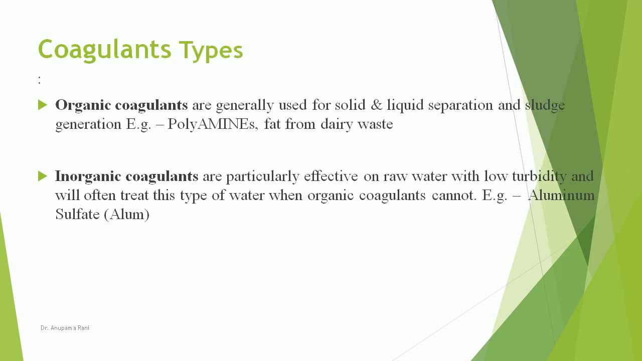There are two types of coagulants. Organic coagulants are generally used for solid and liquid separation and sludge generation, e.g. polyamines, fat from dairy waste. Inorganic coagulants are particularly effective on raw water with low turbidity and will often treat this type of water when organic coagulants cannot, e.g. aluminum sulfate, alum.